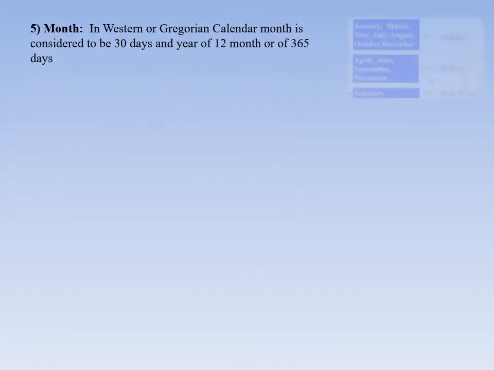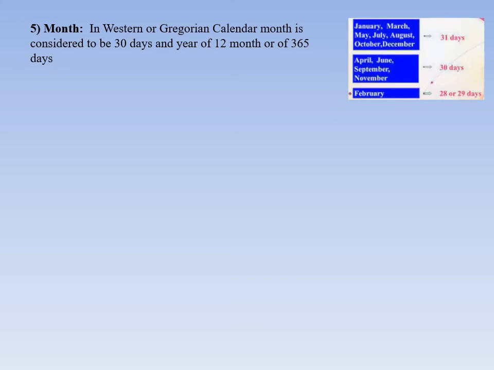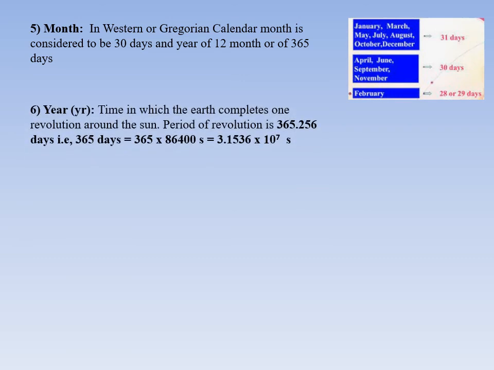Month. The Western or Gregorian calendar has January, March, May, July, August, October, and December each of 31 days, April, June, September, and November each of 30 days, and February of 28 days or 29 days in a leap year. To an approximation, a month is considered to be of 30 days and a year of 12 months or of 365 days. Year. 1 year is defined as the time in which the earth completes 1 revolution around the sun.